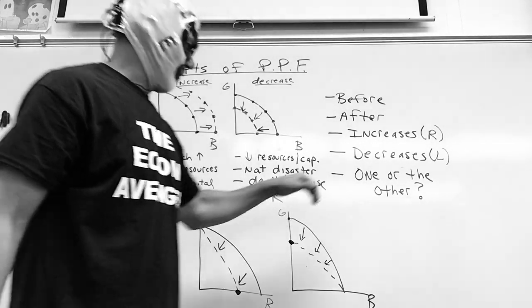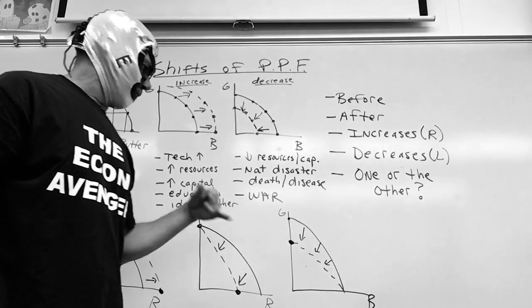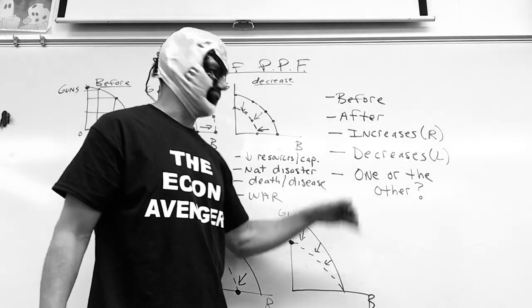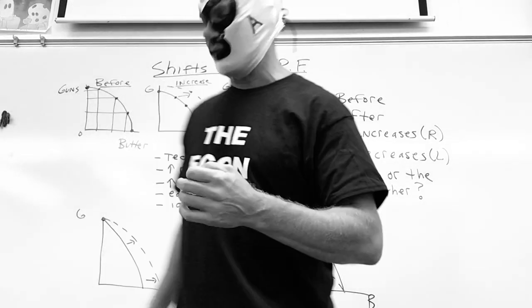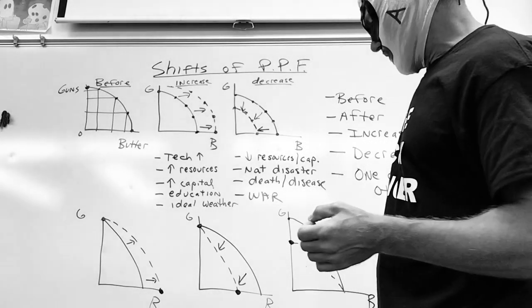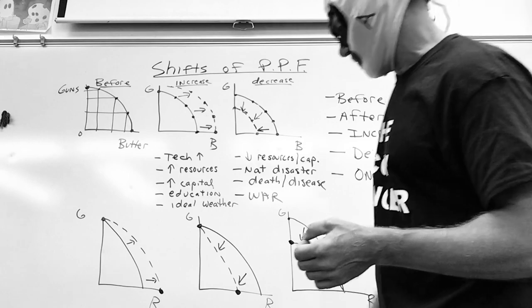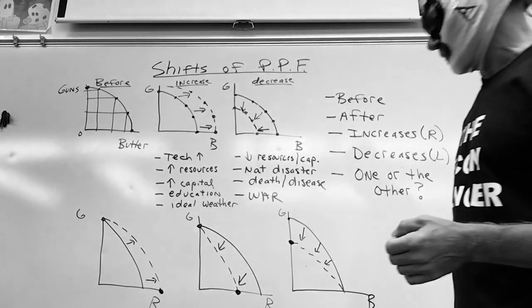All right, so now what is going to happen if one of the products here is affected, but not necessarily the other? So this is going to get kind of weird because you're going to see a kind of unique situation. So I have three different graphs that are drawn here.